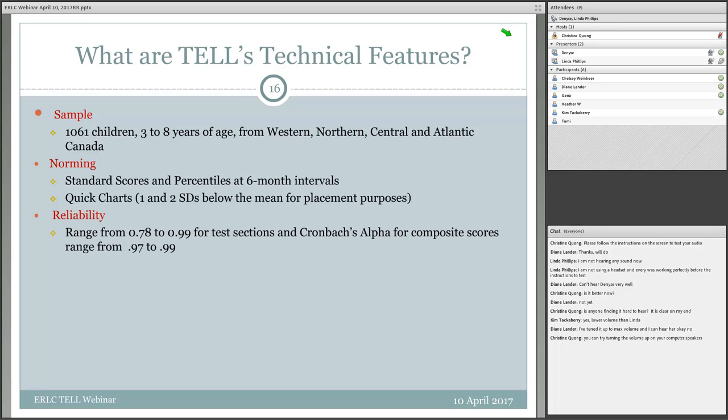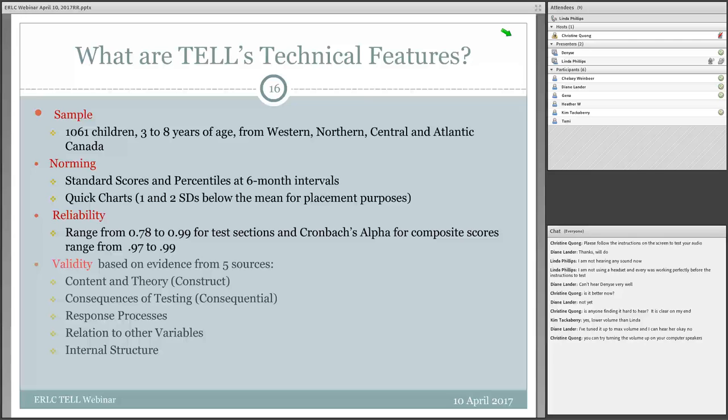Reliability refers to the accuracy, consistency, and stability of test results, and was calculated in a variety of ways. And you can see here that reliability on the test sections is very high, from 0.78 to 0.99, and for composite scores was very high, ranging from 0.97 to 0.99. To support the validity of interpreting test scores of the TEL, we examined several different sources, and those are all listed here for you. And this allowed us to demonstrate the test as being extremely robust and defensible.